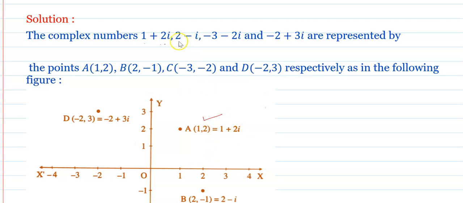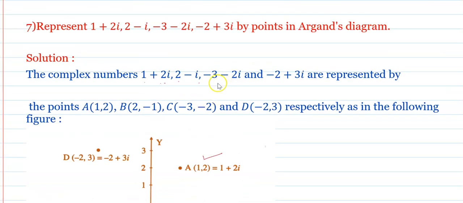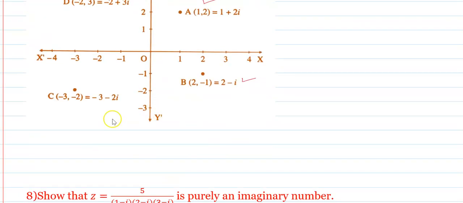The second complex number 2 minus i, that is x is positive, y is negative, and hence it lies in the fourth quadrant and it is denoted by B. Okay, this is the next point. Next is minus 3 minus 2i. Minus 3 minus 2i lies in the third quadrant and hence it is here.